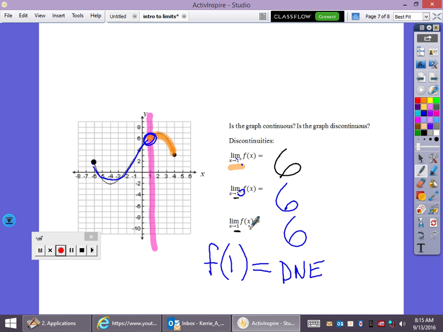Yes, sir. It's not on the paper. f of 1 means when x equals 1, y equals question mark. So when x is exactly 1, I don't have an answer because there's a hole. If this had been colored in or a solid part of the graph, I could give an answer. It has to be solid to give an answer for function notation. If this was colored in, the answer would be 6.